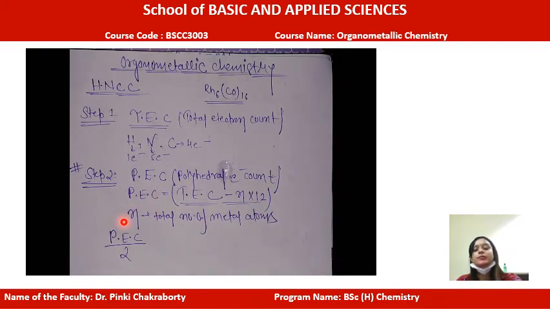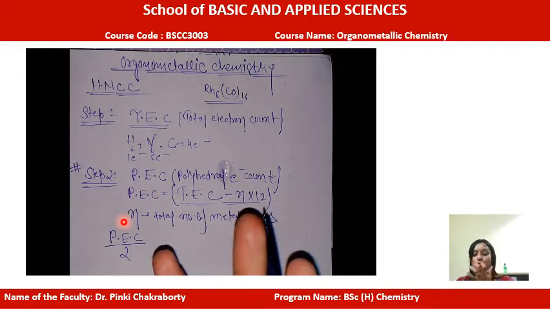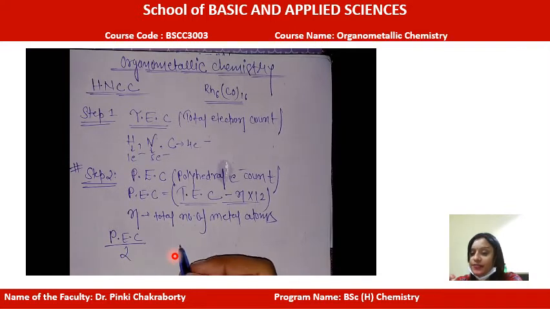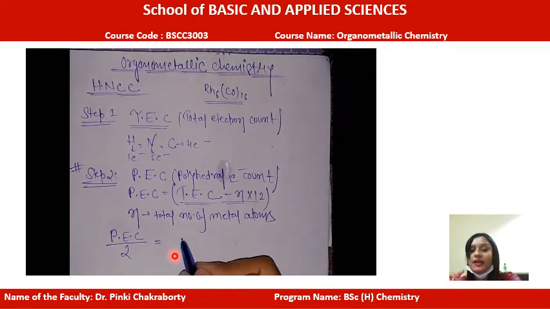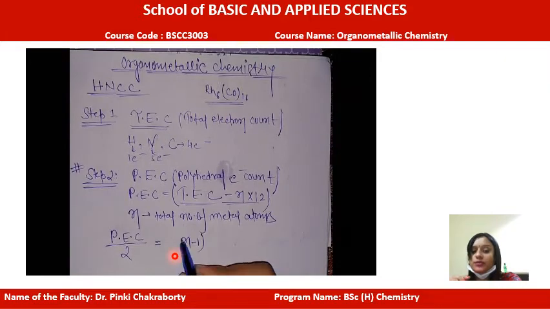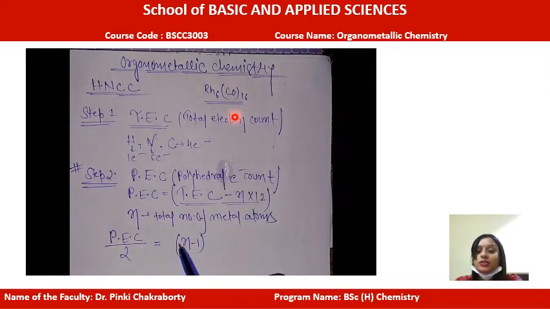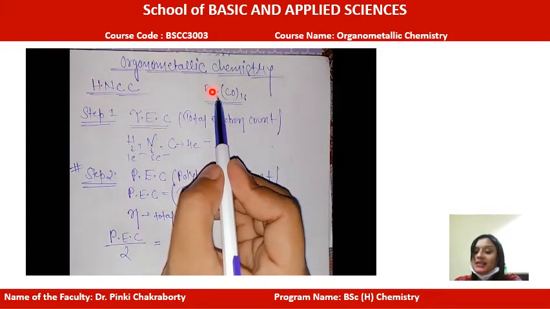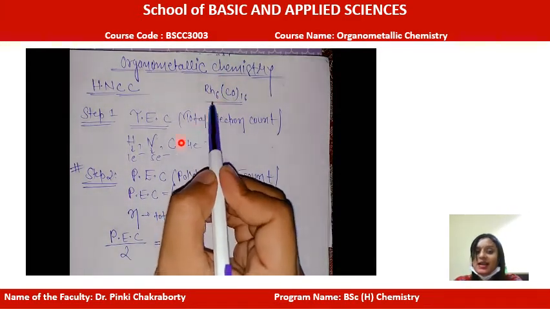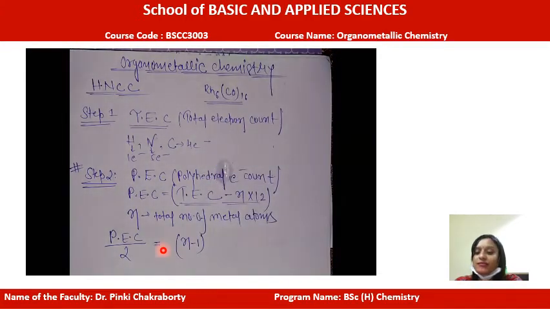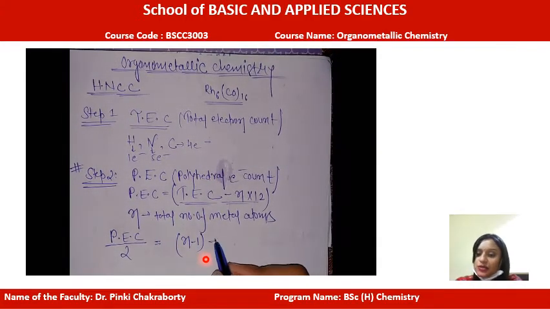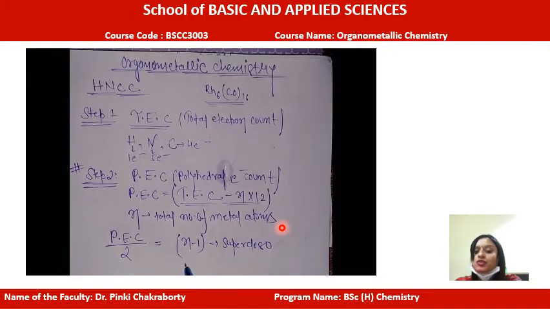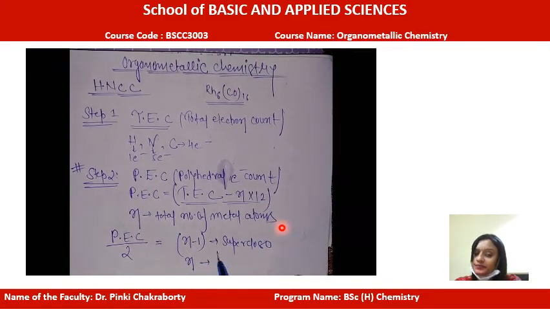Then by dividing the polyhedral electron count by 2, we can reduce it to a figure which can give an idea of the type of structure that this particular complex will have. Suppose for this complex, if your PEC by 2 comes out to be 5, we can reduce it as 6 minus 1, that is n minus 1. So that will represent a supercloso type of structure.